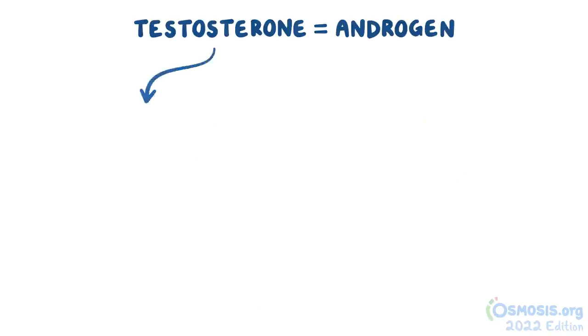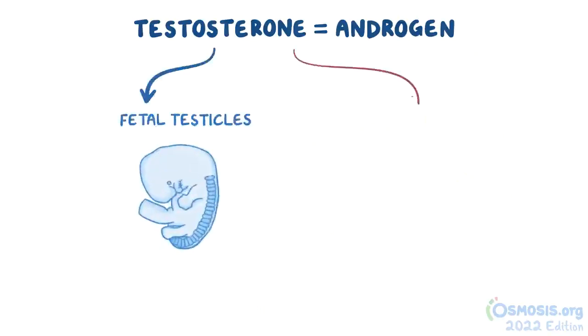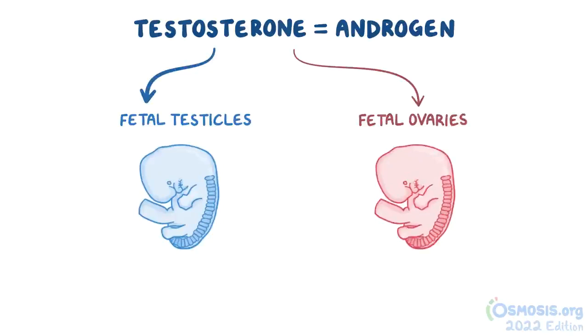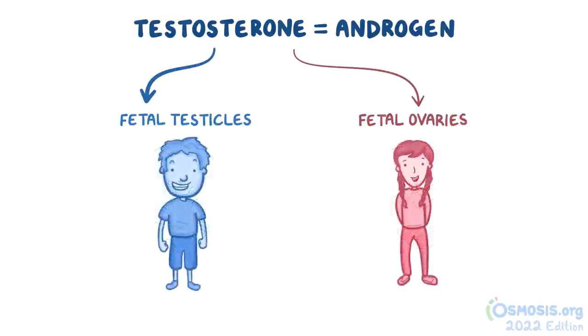Testosterone is primarily secreted by the fetal testicles. The fetal ovaries also secrete testosterone, but at much lower levels, and this largely explains the differences in fetal development between boys and girls.